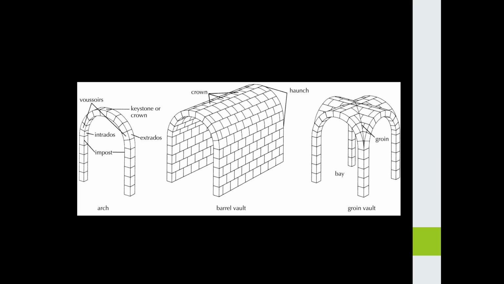So here's an example. Here's the arch, right? When you take an arch and you replicate it, then you have a barrel vault. And then the groin vault would be when you have different areas coming together. So this arch allowed for spaces to be much, much larger.